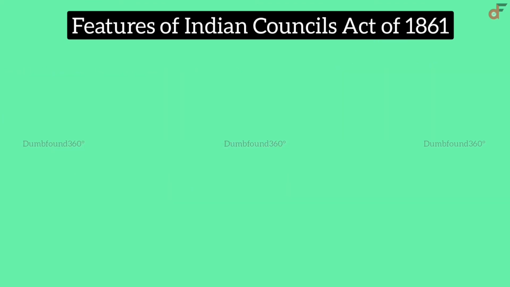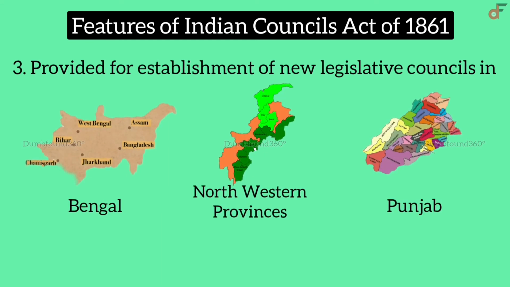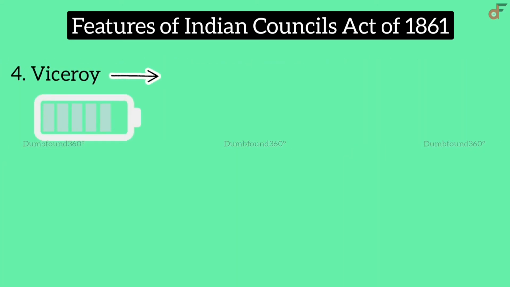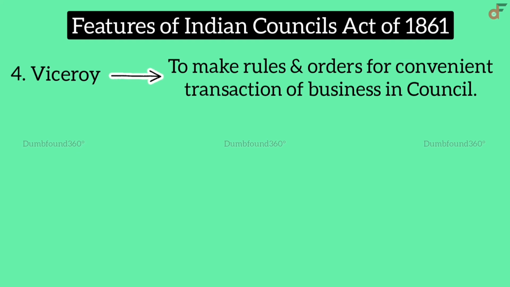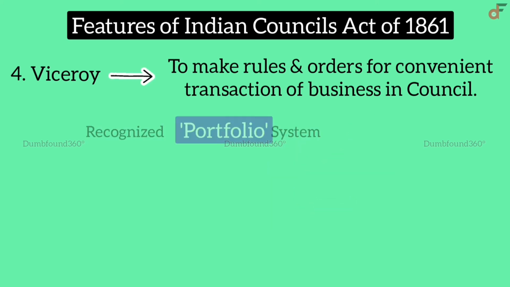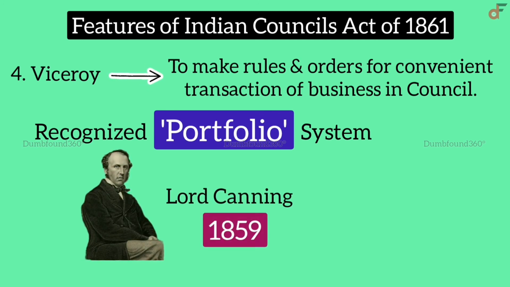3. It also provided for the establishment of new legislative councils for Bengal, northwestern provinces, and Punjab, which were established in 1862, 1886, and 1897 respectively. 4. It empowered the Viceroy to make rules and orders for the more convenient transaction of business in the council. It also gave a recognition to the portfolio system introduced by Lord Canning in 1859.